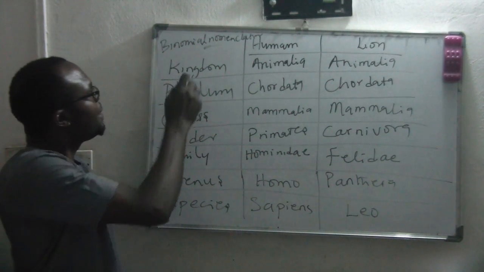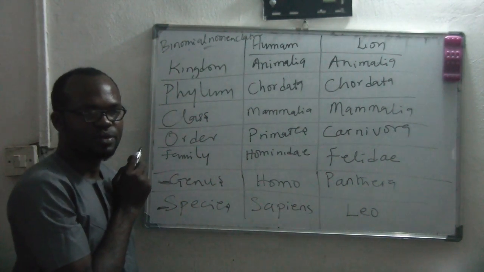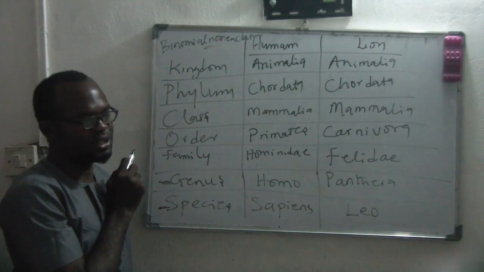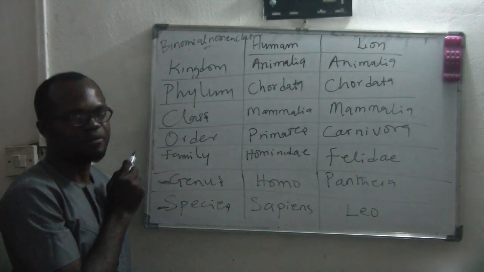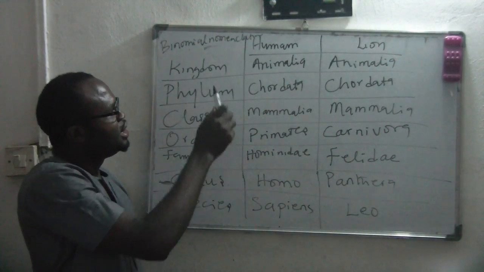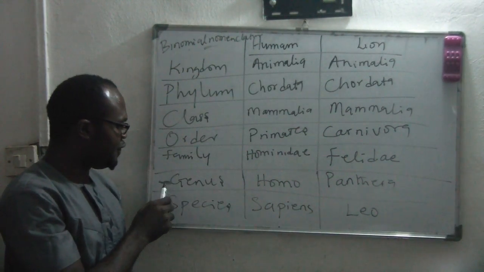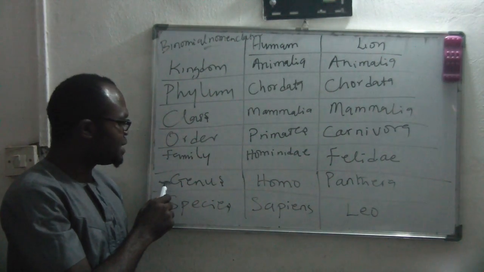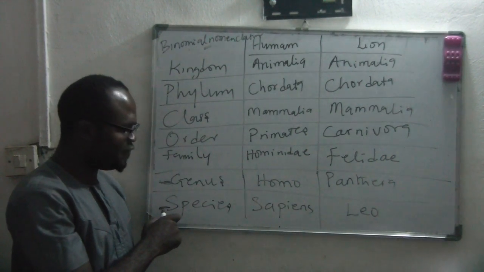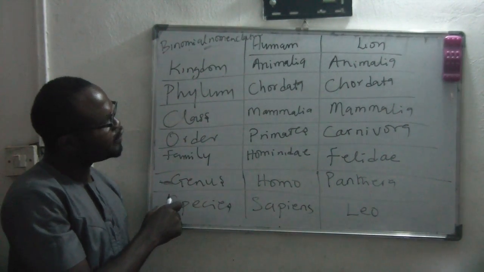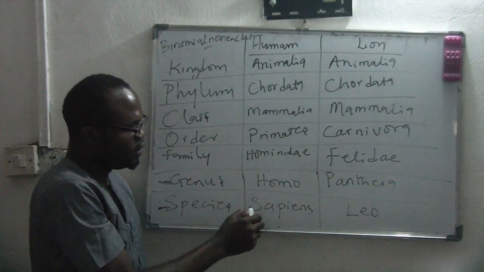Is that clear? Binomial what? Nomenclature. Some people call it the botanical name, you understand, the scientific names. So if you want to give human beings a name using the scientific name, you will give them two names. First is the generic name or the genus name, followed by the specific name or the species name. So the scientific name for human being is what? Homo sapiens.